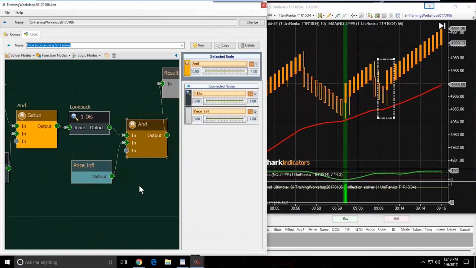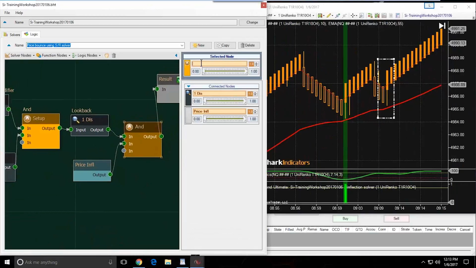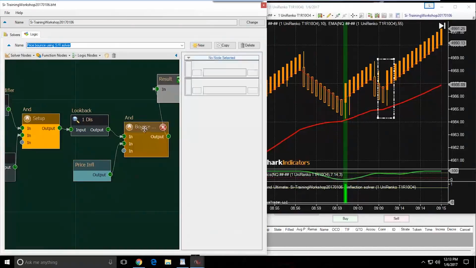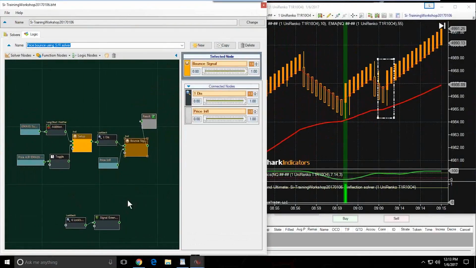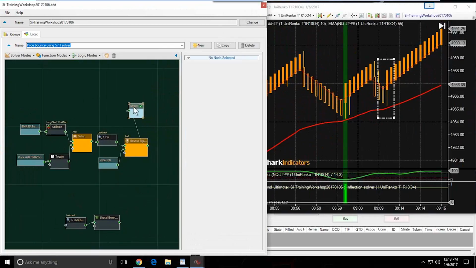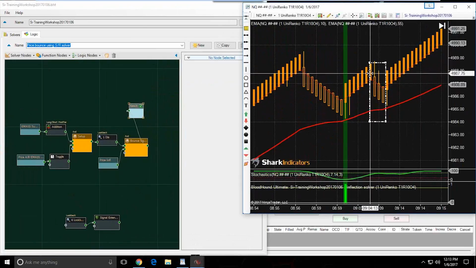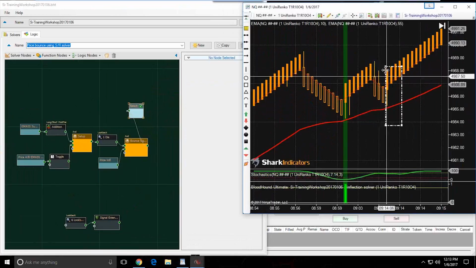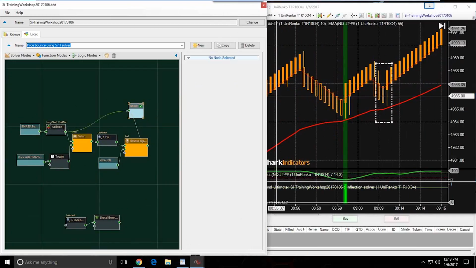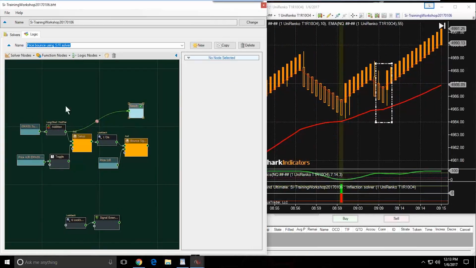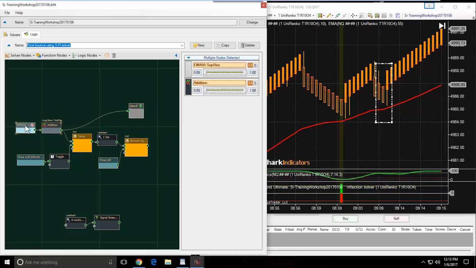And I can rename this AND node. So this is actually the signal there. So we'll call that the bounce signal. There we go. And so let's take a look at our logic to see why we didn't get a bounce signal there. So let's take a look at this, and so there we go.